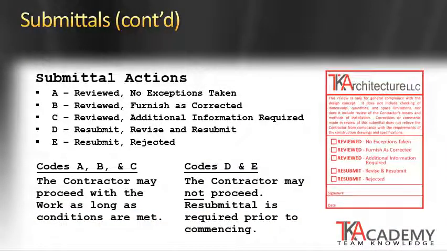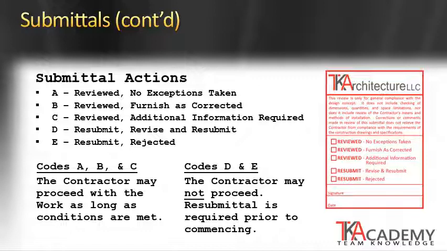After a submittal has been reviewed by the designer of record, it is given an action category. There are typically in the industry about 5 different action categories, but this does vary from firm to firm, and the specifics of what each category means is usually spelled out in the Division 1 specification under submittals. But again, in the industry, it's typically 5. The first 3 are reviewed and indicate that the contractor may proceed with the work as long as certain conditions are met. The last 2 are resubmit, which says that the contractor may not proceed. We have to have a resubmittal before this work can move forward.